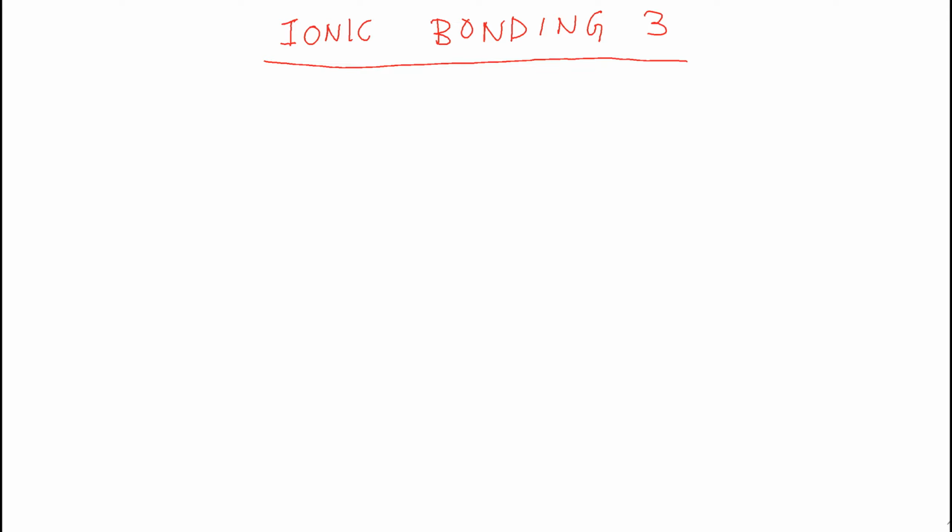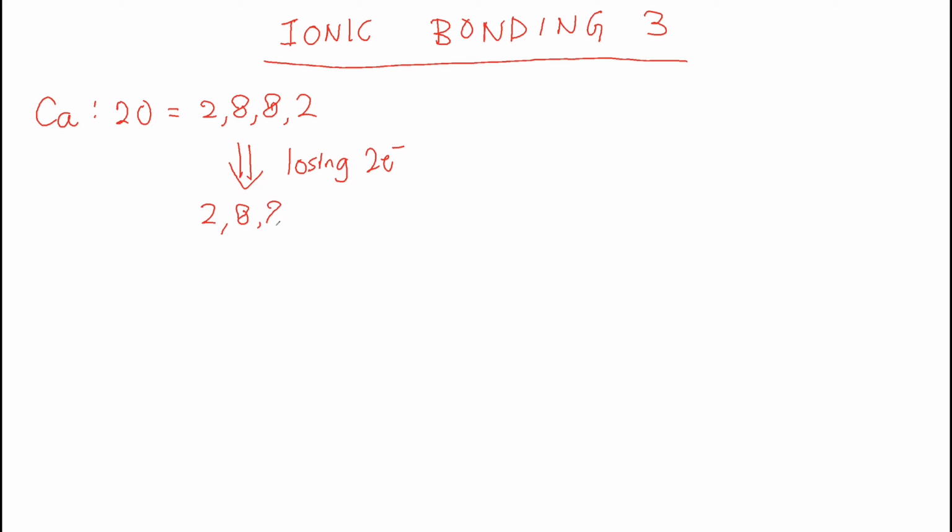As a final example of ionic bonding, let's look at the bonding between calcium and nitrogen. Calcium has a proton number of 20. So the electronic structure is 2, 8, 8, 2. So calcium can become noble gas configuration by losing 2 electrons to become 2, 8, 8.